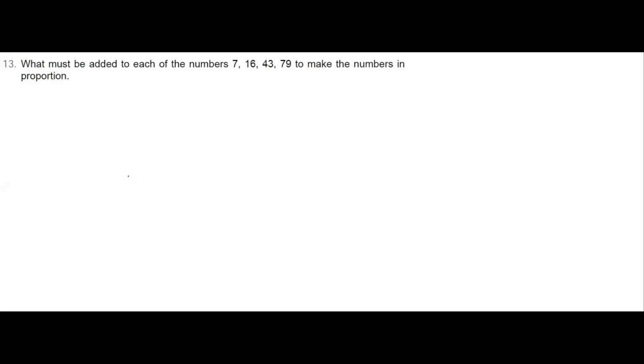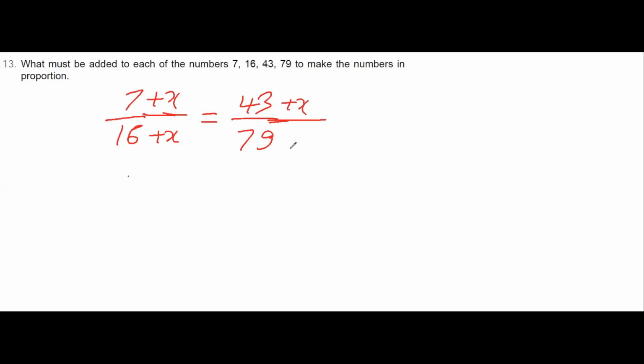So what must be added to each of these numbers to make them proportional? Similar sum we did earlier also. So 7 by 16 and 43 by 79. I have to add some number to make them proportional. So I want to add, say, x. I am adding x. Then what I'll do? I will do dividendo.